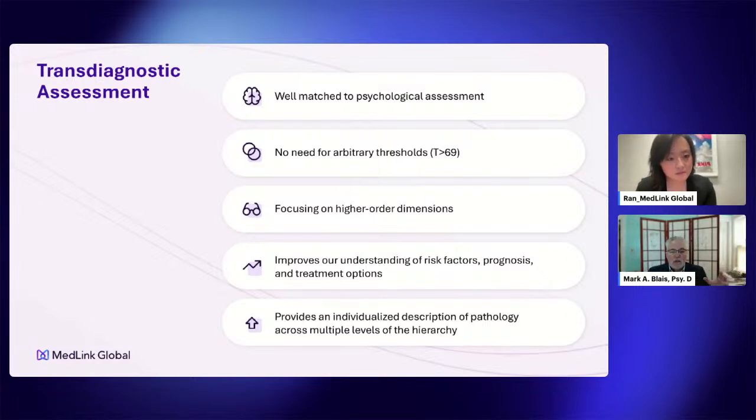And because it focuses in a coherent way on 3 core features of psychopathology, it does away with the impact of comorbidity and heterogeneity, and it removes the need for artificial thresholds for a disorder because it's seen as existing on a continuum of severity from normal unhappiness to severe impairing depression. This type of assessment provides an individualized description of psychopathology across a multi-level hierarchy, which can improve our understanding of risk factors, aid in making prognoses, and treatment options.